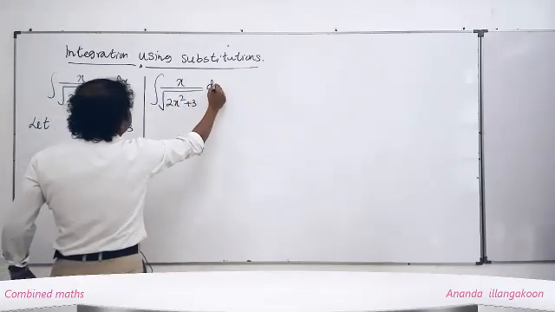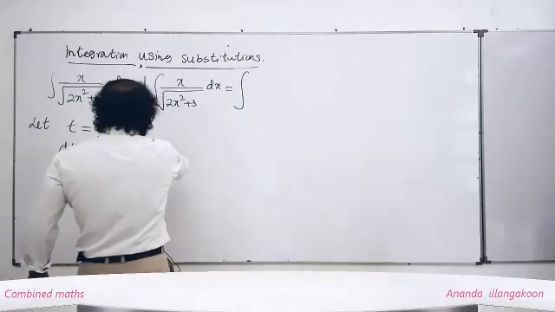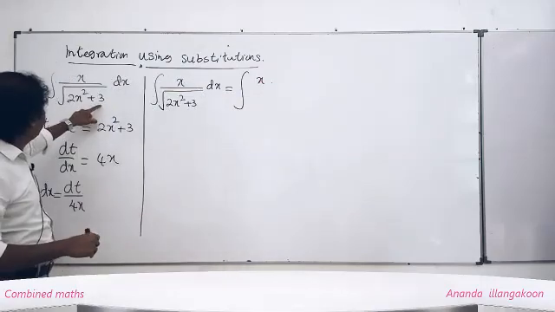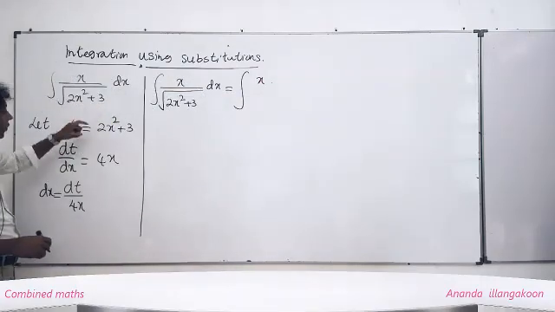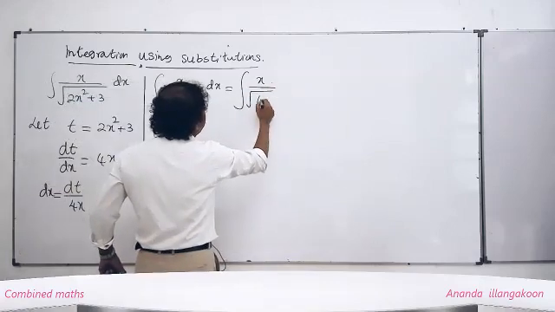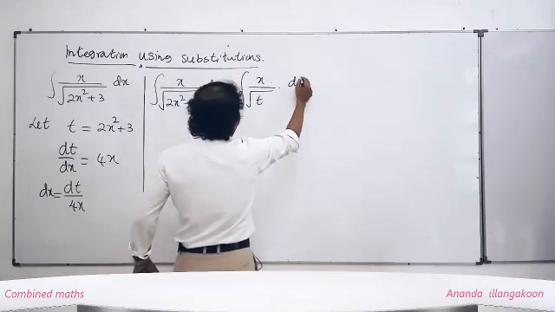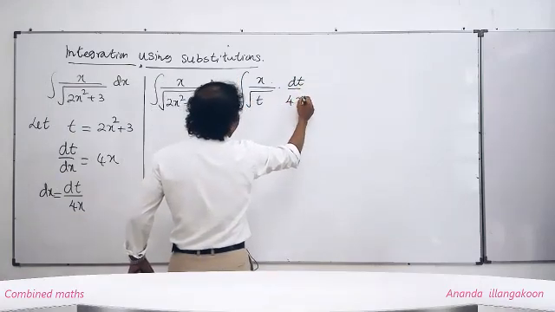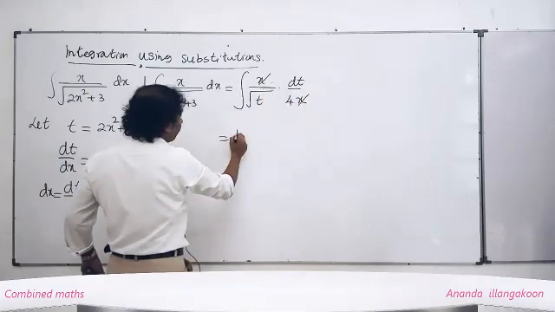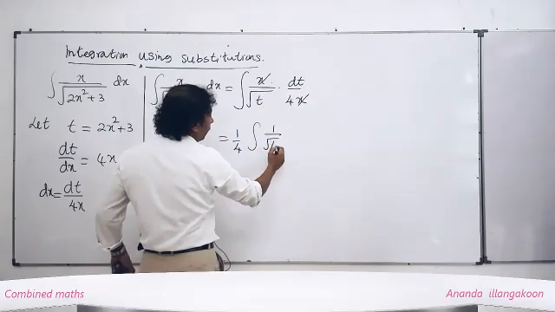This is a question. Now, here we have x. 2x squared plus 3 is t. Then within the root sign we have t, and this dx is dt upon 4x. This and this you can cancel down. Take this 4 out: 1 upon 4, 1 over root t dt.